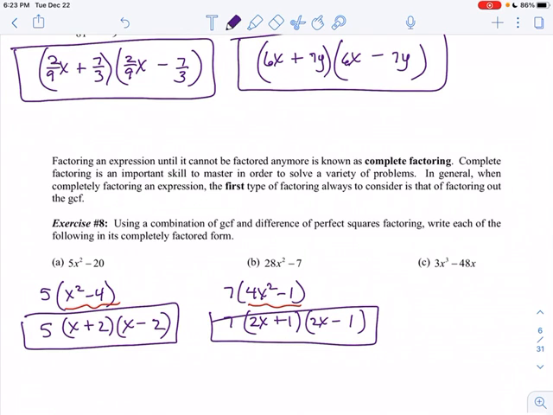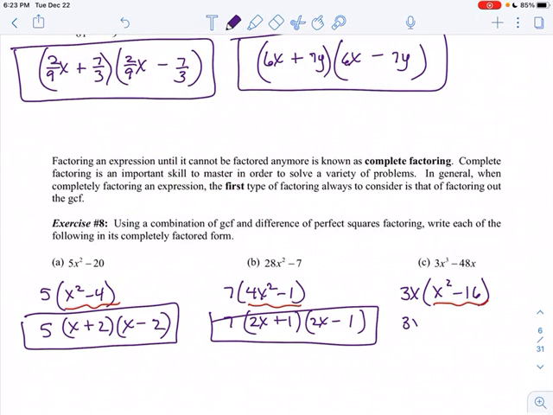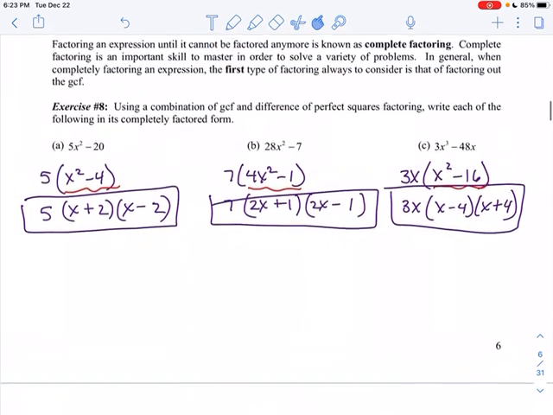And in C, for the greatest common factor, look at the 3 and the 48. So 3, but I also have a letter I can factor out. I can factor out an x. Both of those expressions have an x. That leaves me with x squared minus 16. And hopefully you recognize by now, this is the difference of two perfect squares. So 3x is hanging out in front, x minus 4, x plus 4. It doesn't matter if you write the plus or the minus first because you're going to have one of each. Okay? And that was it.